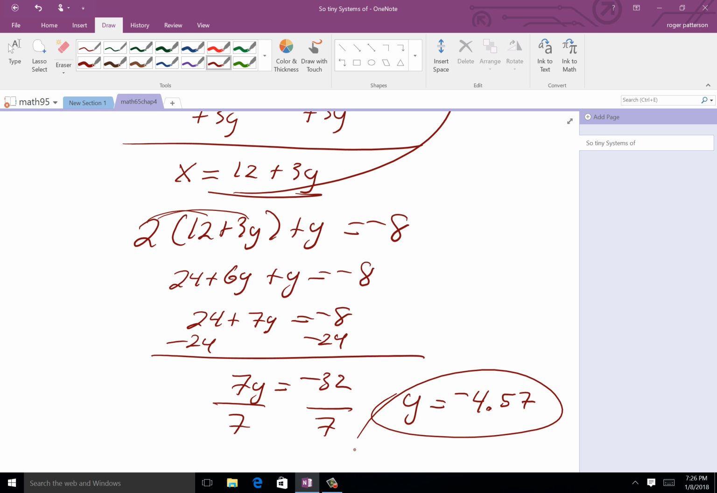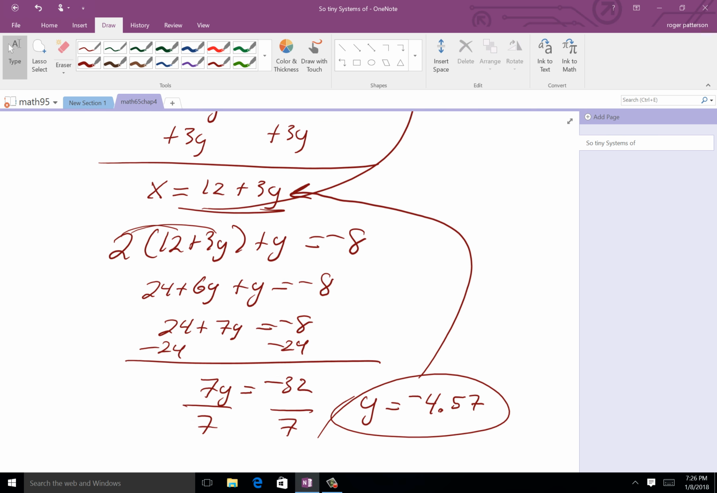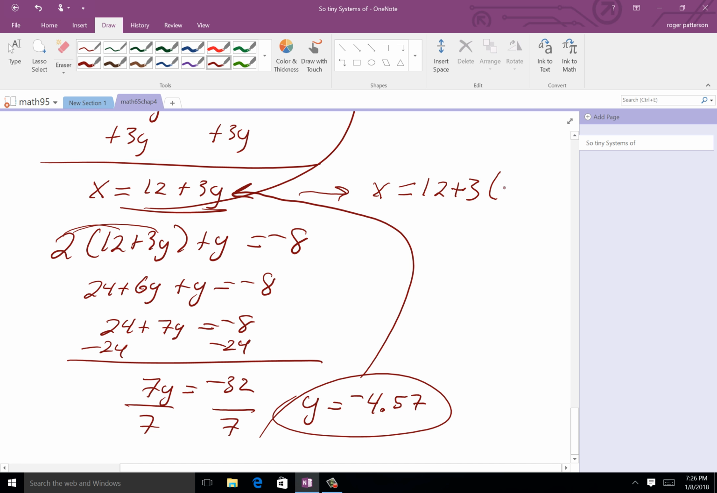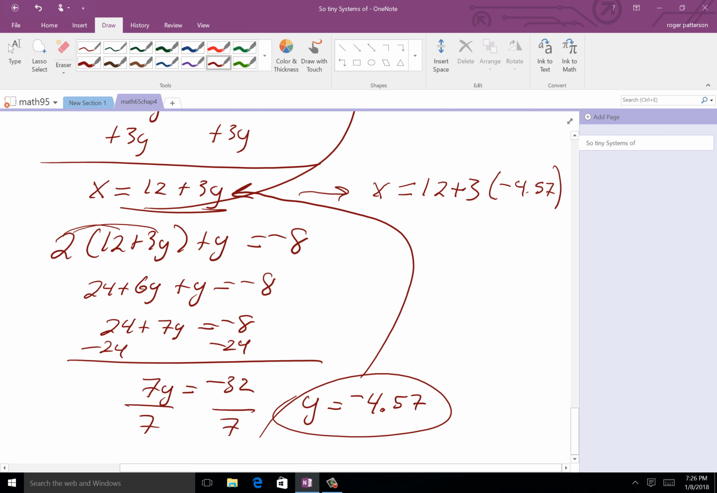You think that's the answer, but what do we got to do to get the answer? Yeah, we got to put that in right here where you solved for x. So we got to put that right in up there. So I'm going to draw a little arrow here. X equals. Now, I would use my calculator, and I would just type this in. I would just ask it to do that for me. X equals, I just go 12 plus 3 times negative 4.57 and see what it gives me.